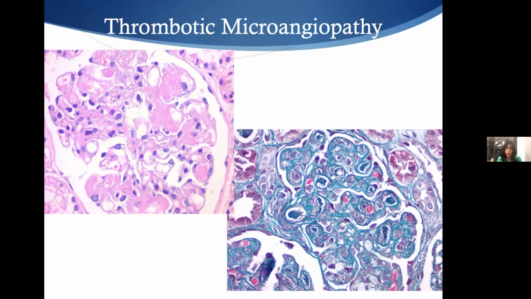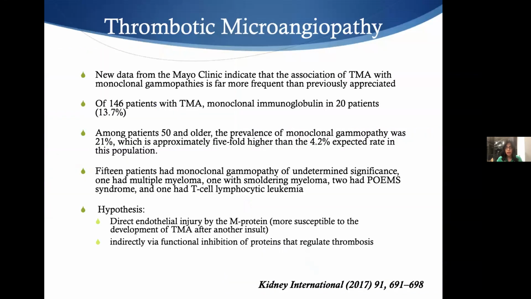However, there was recent data again from the Mayo Clinic, where they studied the association of TMA with monoclonal gammopathies, and they concluded that it's far more frequent than previously appreciated. They studied 146 patients with TMA and detected monoclonal immunoglobulin in 20 of them, so around 14%. However, when they looked only at cases 50 years and older, the prevalence of monoclonal gammopathy rose from 14% to 21%. They said this is approximately 5-fold higher than the expected rate in this population.